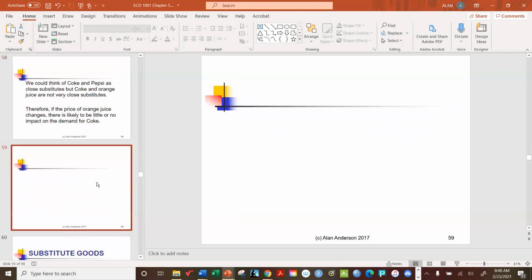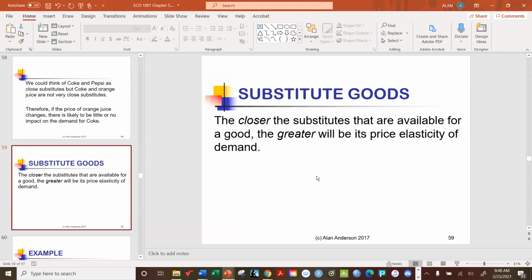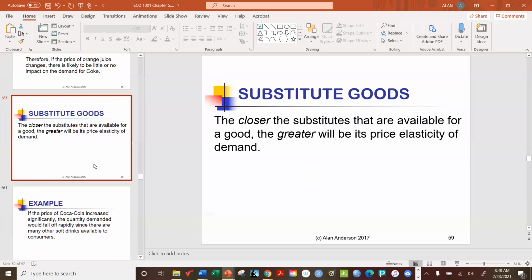All right. Well, anyway, so for substitute goods, the closer the substitutes that are available, the greater will be the elasticity. So with Coke and Pepsi, their demands are highly elastic because of the availability of so many other different sodas. But if you look at other types of products where there aren't really a whole lot of good substitutes, then the elasticities tend to be lower.